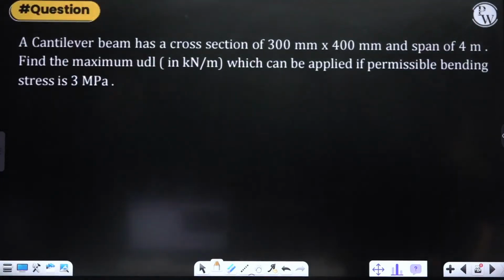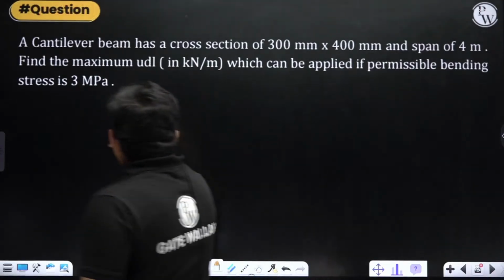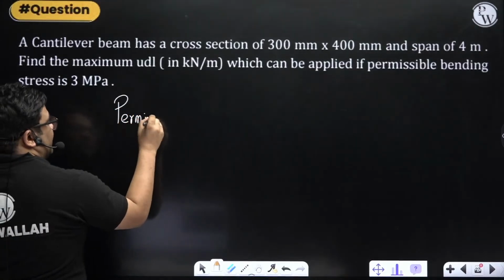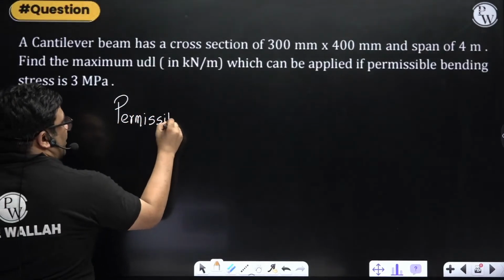What is written? A cantilever beam has a cross section of 300 mm into 400 mm. Okay, very good. Span of 4 meter. Find the maximum UDL which can be applied if the permissible bending stress is 3 MPa. See, whenever they are writing the permissible bending stress, that means what? This is the maximum bending stress, right? That means you cannot cross this, right?